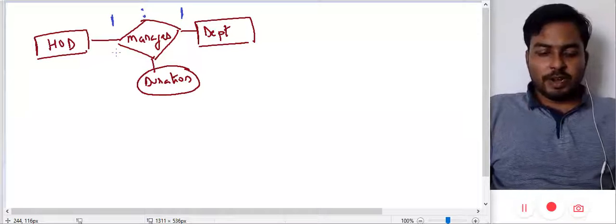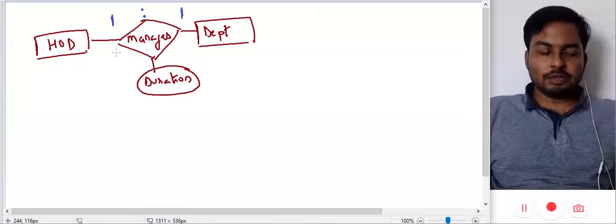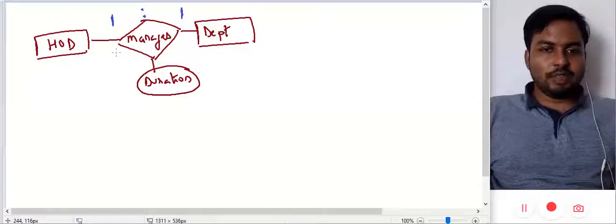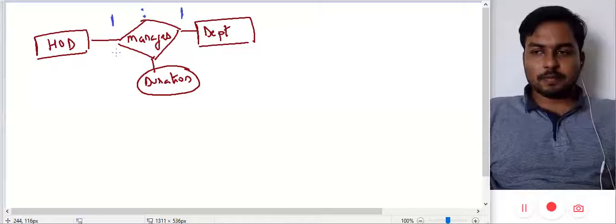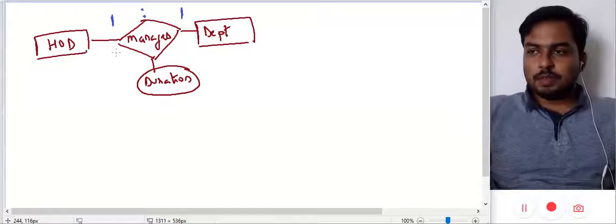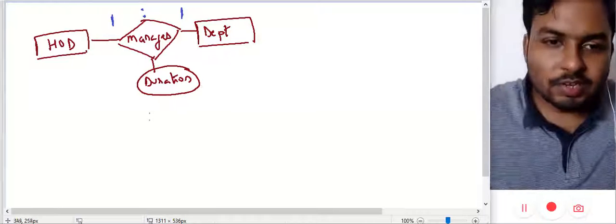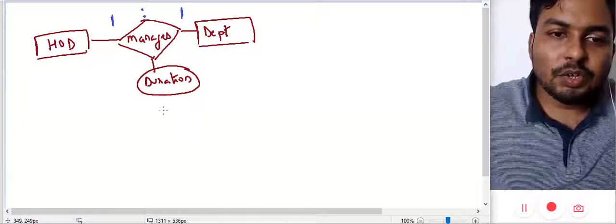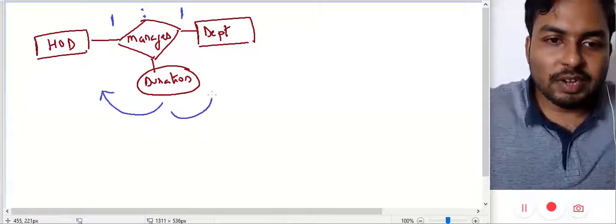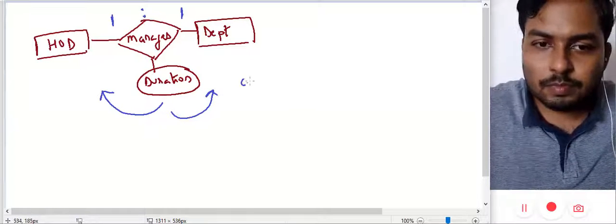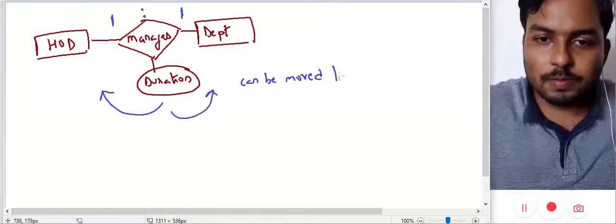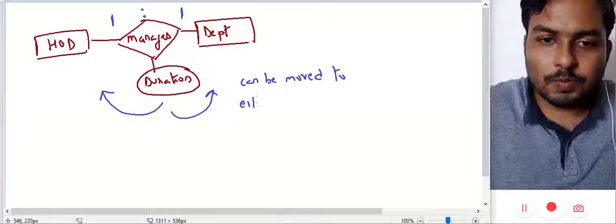What did I tell in the many-to-many relationship? Sorry, 1:1. The relationship can go either with the left side entity or with the right side entity. So it can be moved to either side. Similarly, when it is moved to either side, the duration column will move to that side.